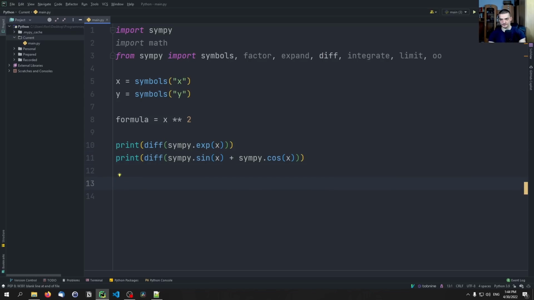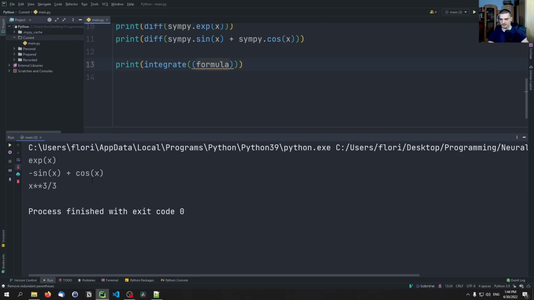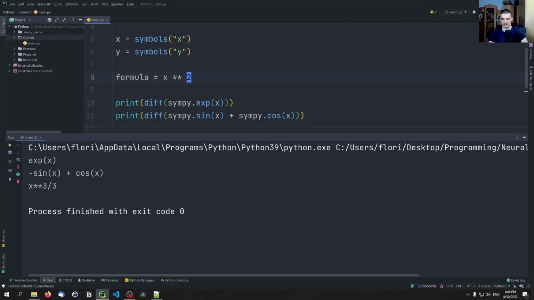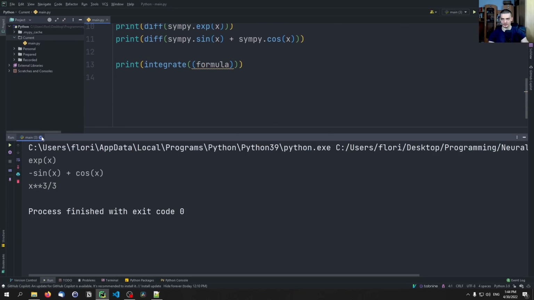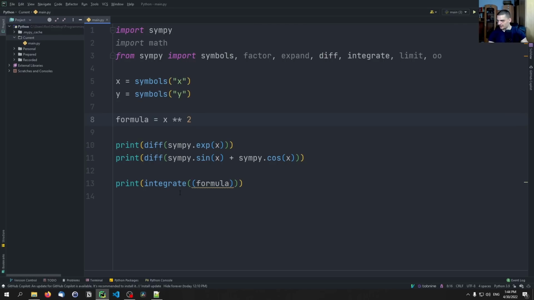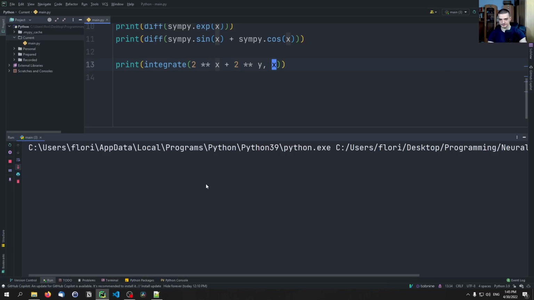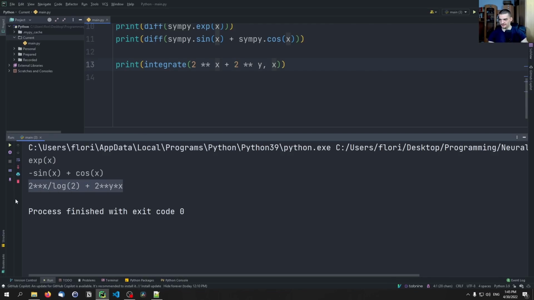I can take a function or a formula, and I can integrate that formula. So I can say print integrate formula. I don't think that I have to specify anything to take the integral, and you can see now in this case x to the power of 3/3, which is the integral of this here. And you can play around with different formulas here. What do I have prepared here? I have 2 to the power of x plus 2 to the power of y, and I can specify here that I want to integrate for x. And then you can see this is the integral of that.